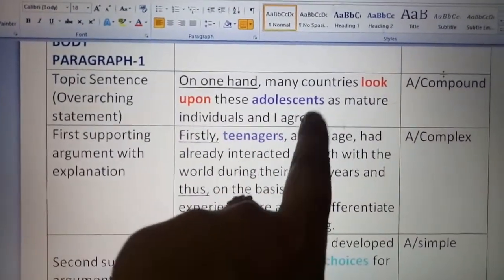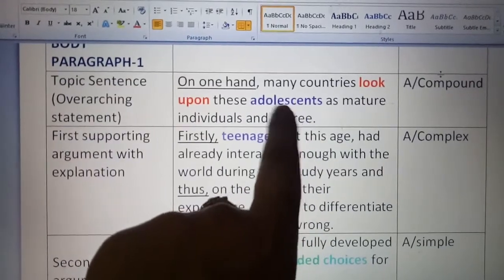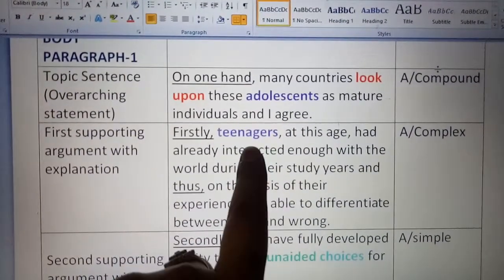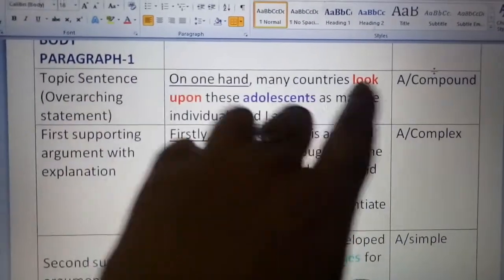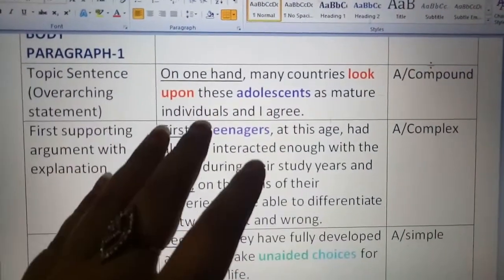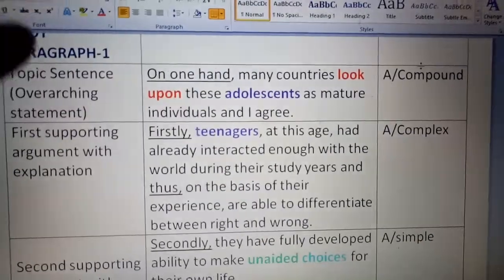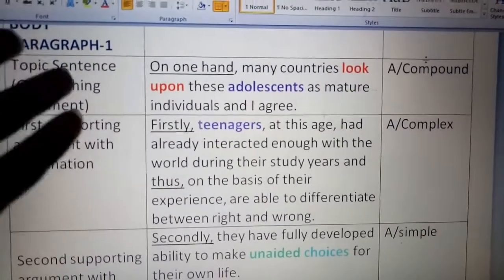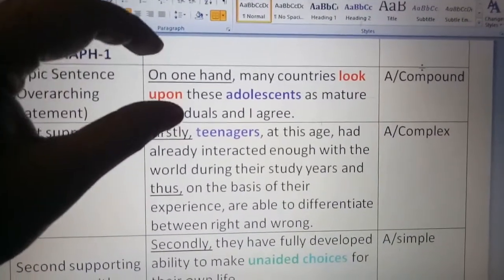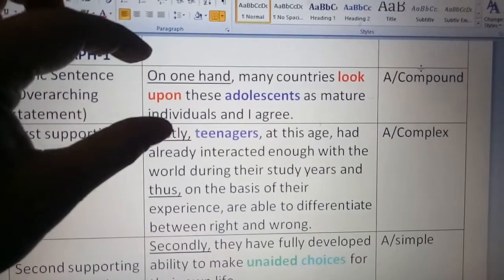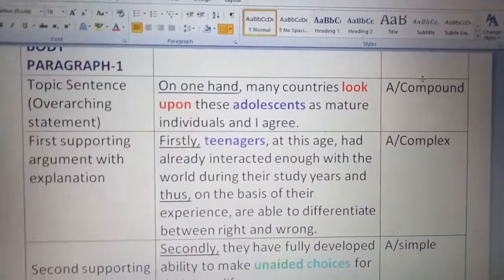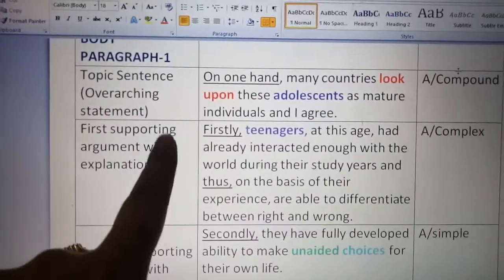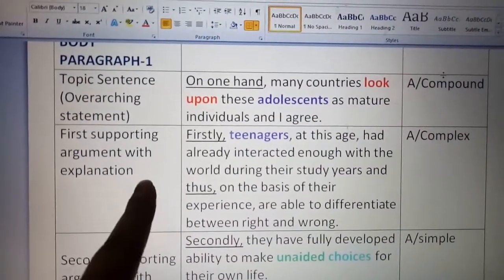Many countries look upon these adolescents, purple I have used for 18-year-olds, as mature individuals, and I agree. This is an active compound, so this is obviously a compound sentence which I have made, and I have told the reader that I'm going to talk about the countries which look upon these adolescents as mature individuals. Now, the first supporting argument with explanation.